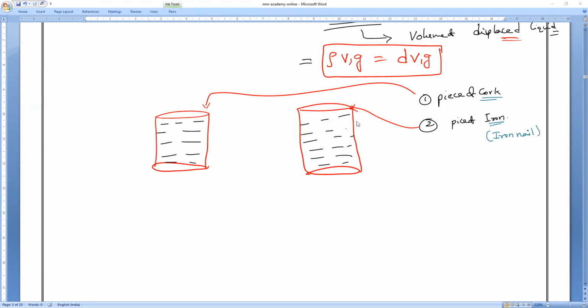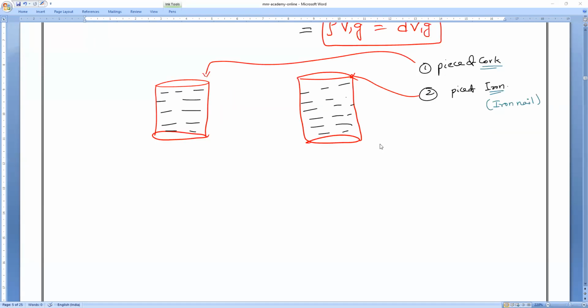What are you expecting? Iron will sink, sir. Yes, cork will float. So iron will sink and a piece of cork will float. So let me take a piece of cork. We all know that a piece of cork floats above the surface because its density is less. So it will float. Now, why it is, I will teach you that.